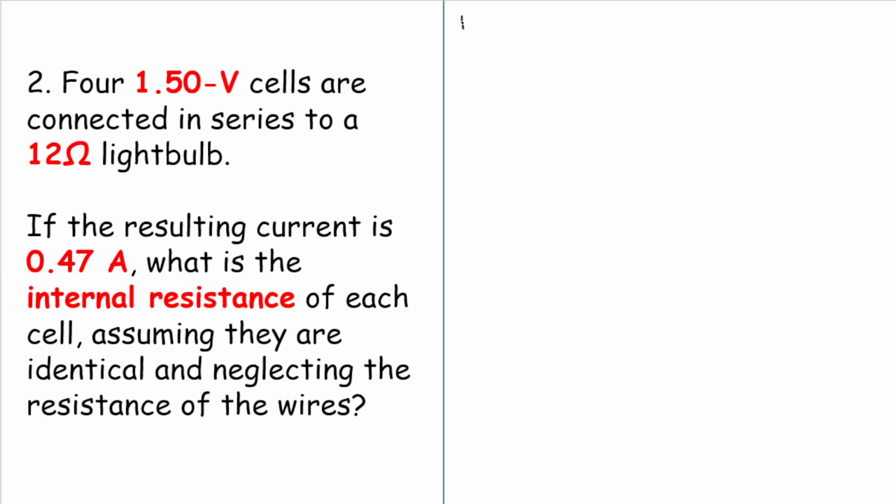Let's draw it. So here we have an imperfect battery, right? So they have internal resistance. The internal resistance is small r here, and then it will be in series with this perfect battery, which is 1.5 volt. And this is one model for a cell. Okay, but we have 4 of them. So let's draw them all.